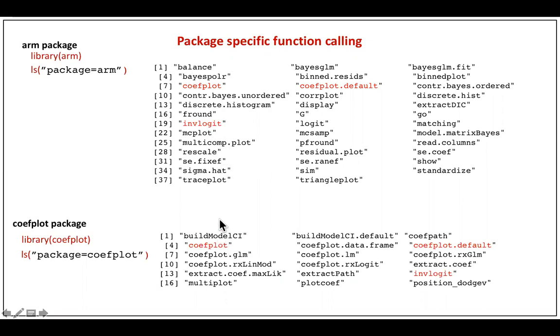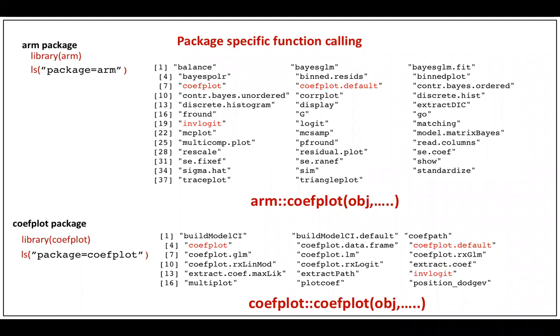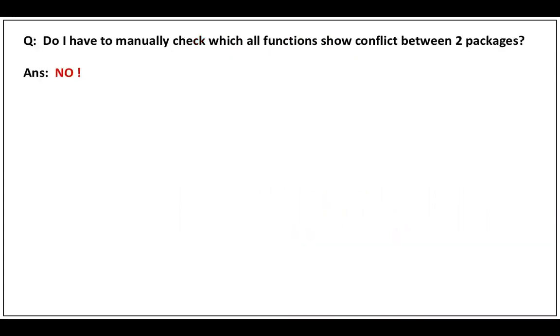So when we are using coefplot, we have to make sure that we are using it from the right package. If you are trying to use coefplot from ARM, we will say arm::coefplot, and the object is the data we are providing for the coefplot function. That's how you specify that the coefplot I'm trying to use comes from the ARM package. If you want to use coefplot from the coefplot package, then you say coefplot::coefplot. That basically means the function you're using is from the coefplot package. Hopefully this is clear.